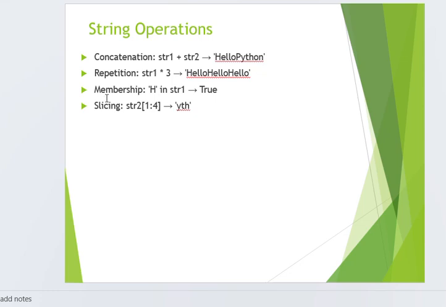The second one is repetition. If you want to repeat a string, you have to write the string and then write into, that is multiplication, and any numeric value. Now in this case, the value of string is hello and into 3. It means hello will be displayed thrice. Let's see, I will show you again on Python.